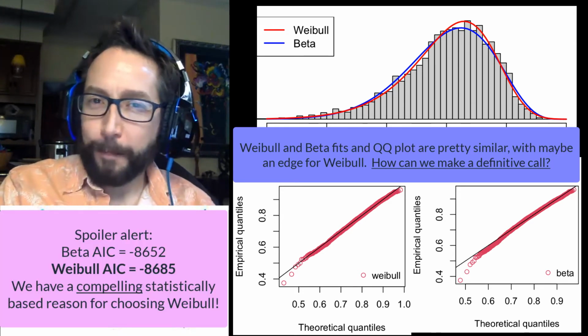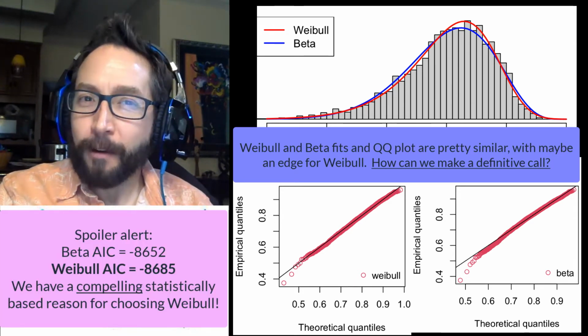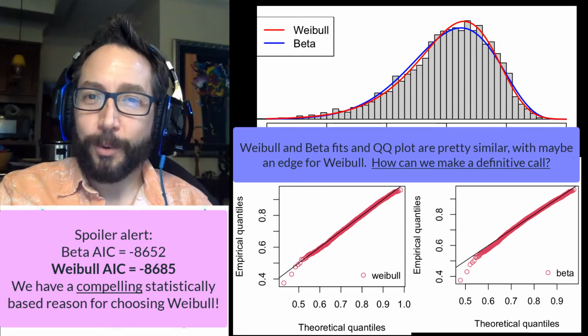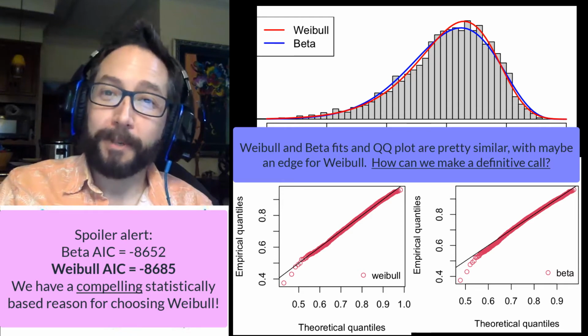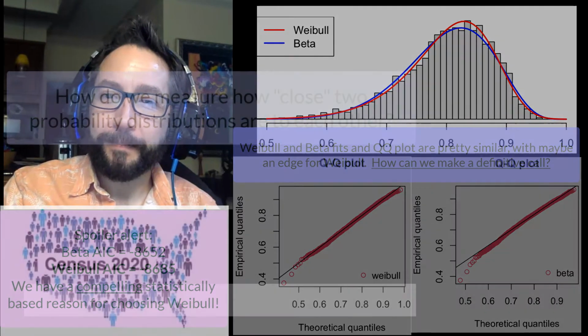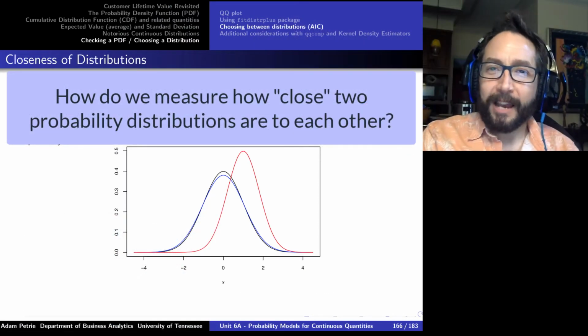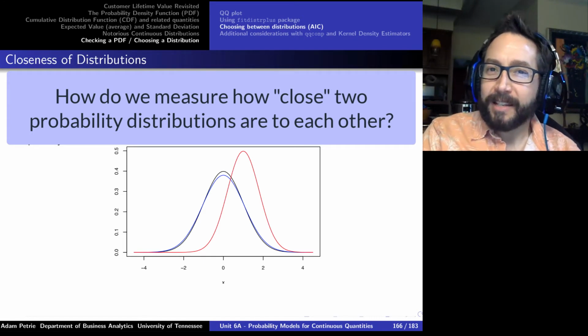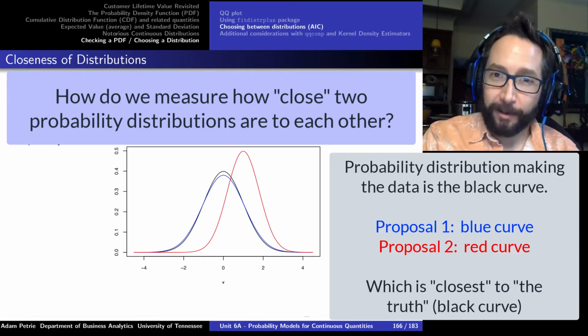Some really smart people back in the day sat down and thought really hard about what criteria we should be using in order to figure out the best probability model. So let's go through one line of thought. As an example, let's imagine that the reality is that the true distribution that's generating our data is given to us by this black curve.